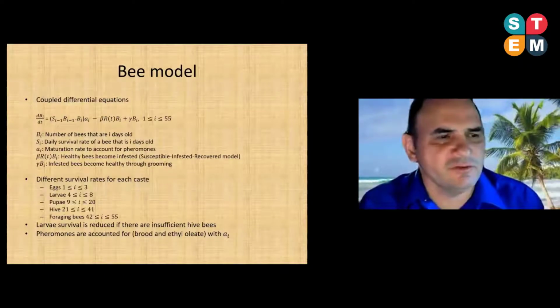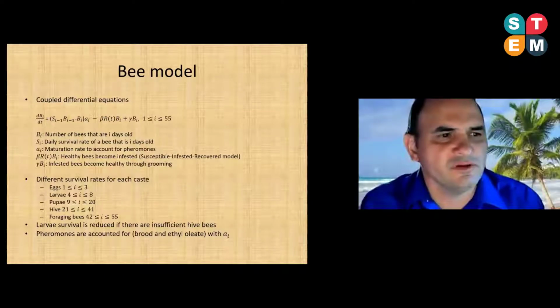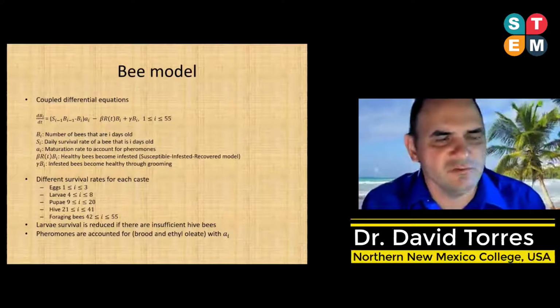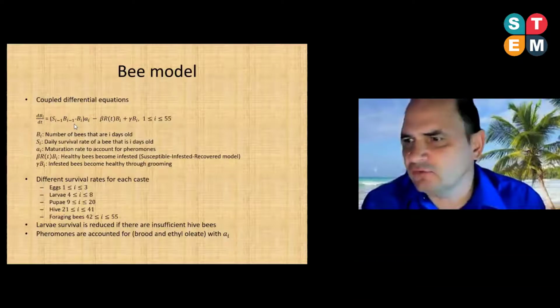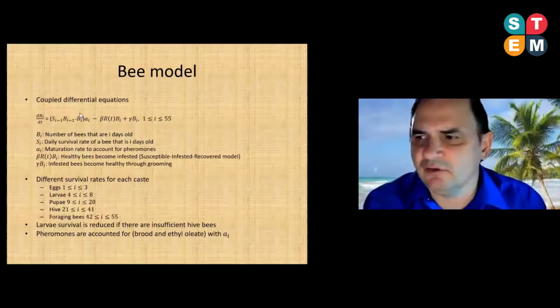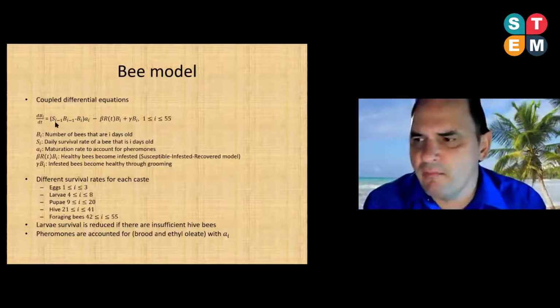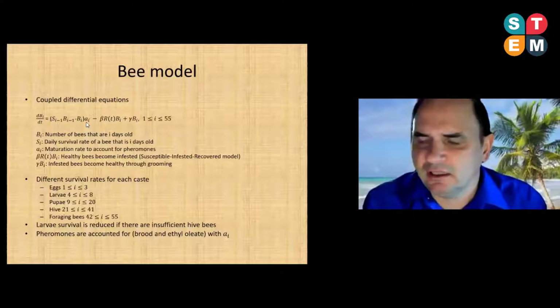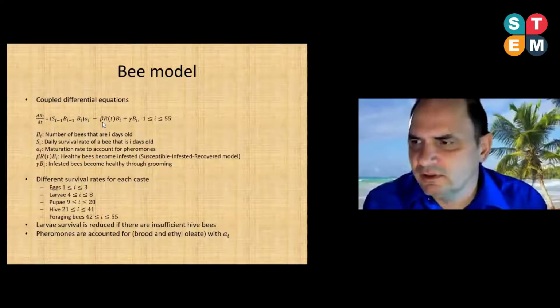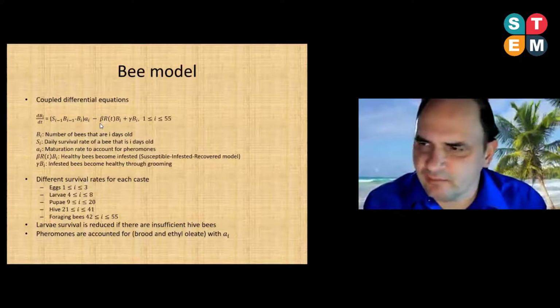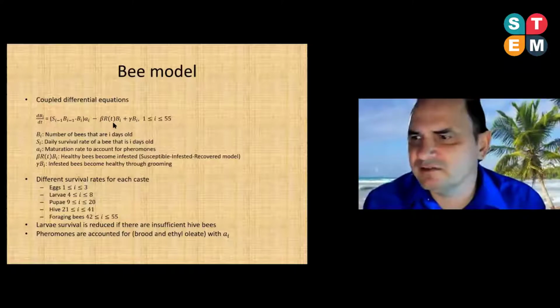So this is a differential equation we'll use. Here, B_i stands for the number of bees that are i days old. And here we see the rate of change of B_i with respect to time. This term, S_{i-1}B_{i-1} minus B_i, accounts for the natural aging of bees. The pheromone term can affect the maturation rate of bees. This term accounts for the fact that bees can become infested with mites, and this term is the grooming term.